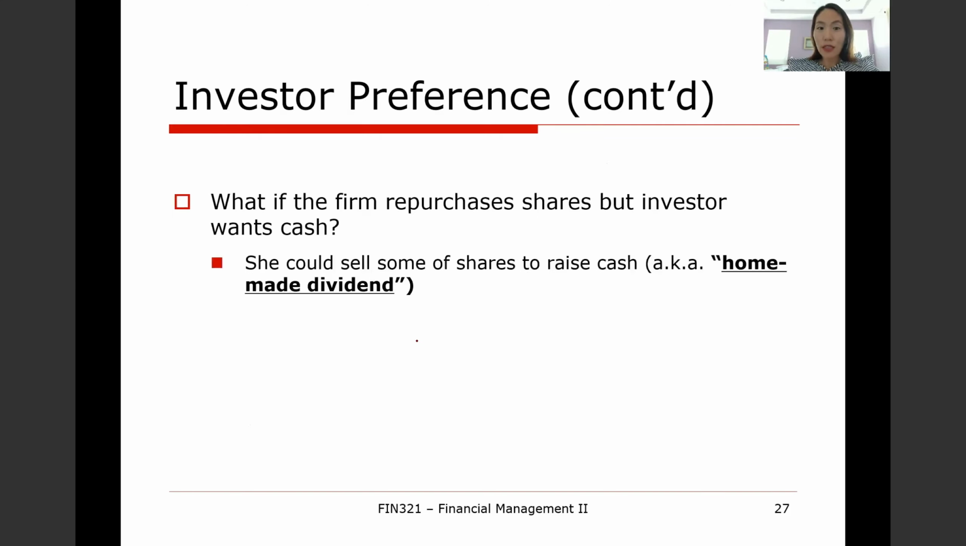Yes, you can sell some of your shares to raise cash, which is a practice known as a homemade dividend. Basically, if the company gives you everything in stock and you want cash, you can sell some of your shares to raise cash. That will be equivalent in amount to the cash dividend, right? So that is called a homemade dividend. It's a very important terminology.